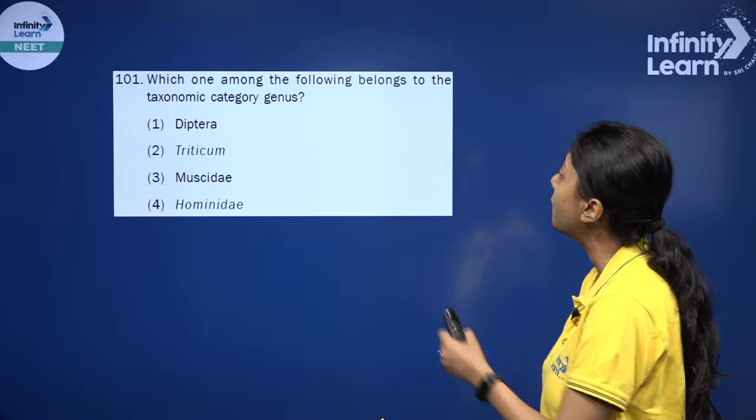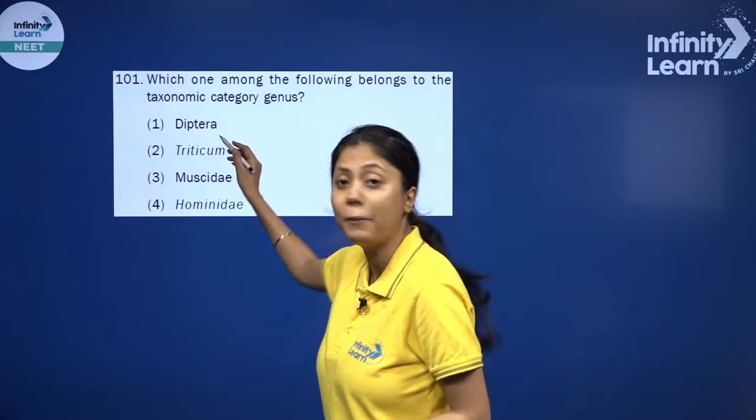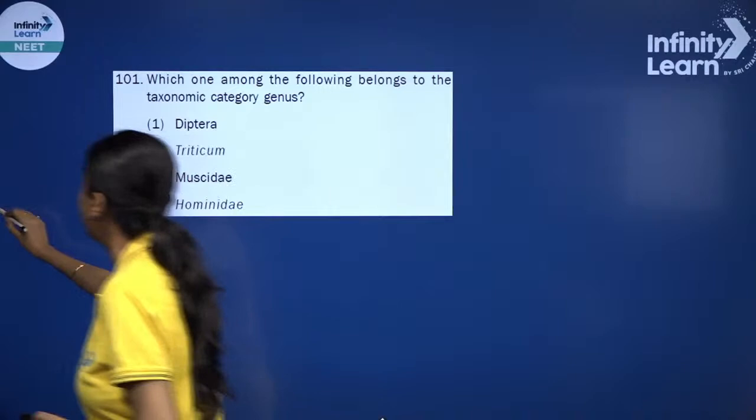Okay, chalo. So the first question is, which one among the following belongs to the taxonomic category genus? Which amongst the following is genus? Is Diptera a genus? No. Yes, Triticum. Triticum is a genus, right?